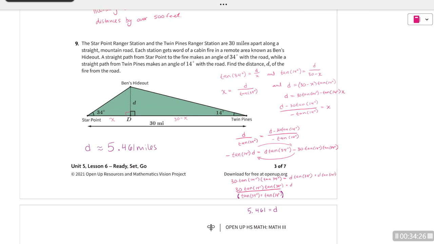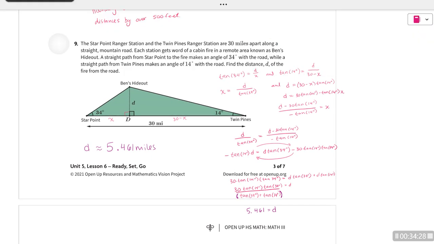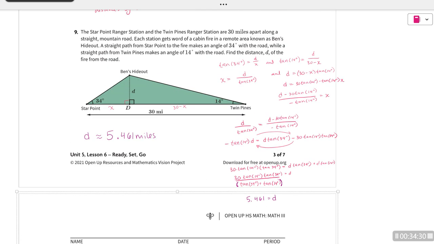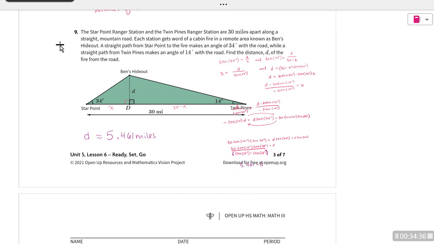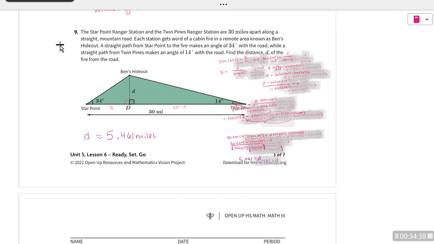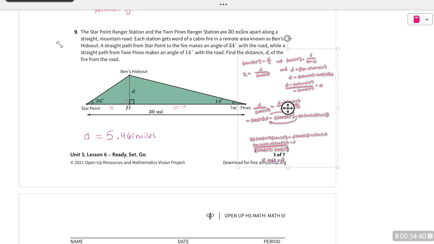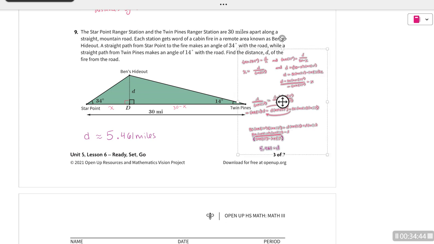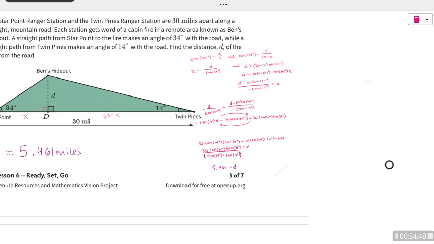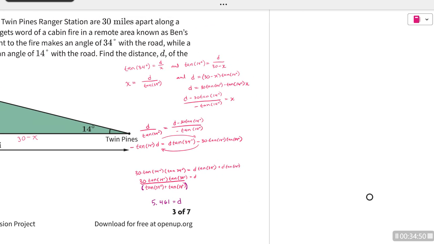Okay, and there's question 9. Let's just clean this up a little and get it all kind of in one area. There we go. Okay, so like I said, I would show this using a different method. We could do law of sines, but we haven't quite gotten there yet, so it's nice to do this another way.